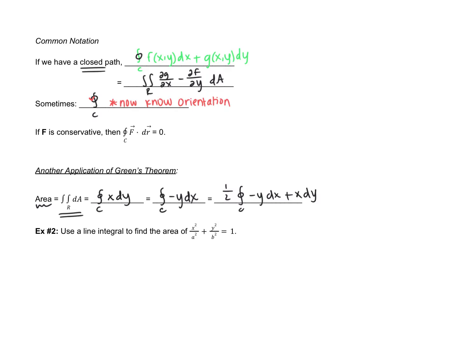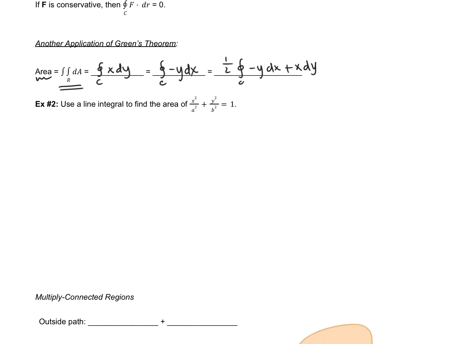So let's see an example of that. Use a line integral to find the area of that function. Okay, so hopefully looking at this, you know that we have an ellipse. And if we draw ourselves just a quick sketch, we have an ellipse where the y value is going up to b and down to negative b, and x is going between negative a and positive a.